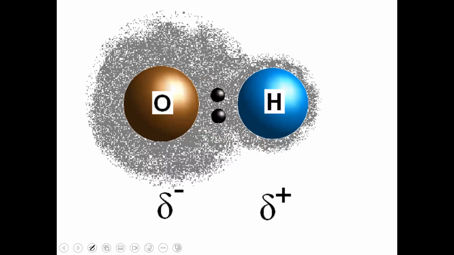This is called electron density map. Can you see where the density, where the shaded area is more? Around what atom? Oxygen. Why? Because oxygen is more electronegative, and in our chemistry we call this electron density map. Okay.